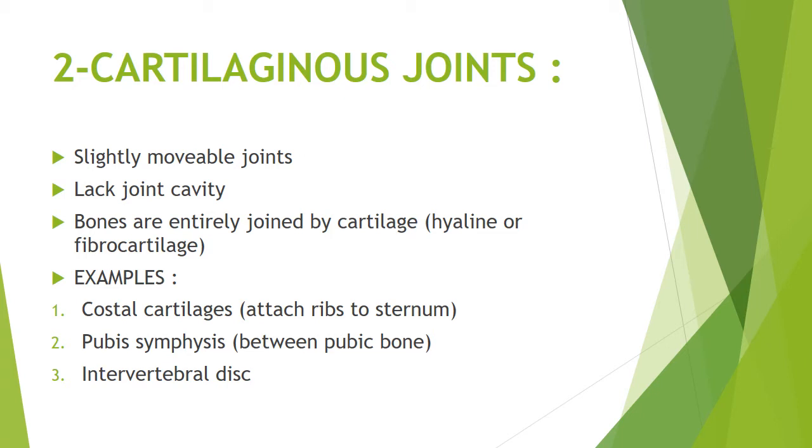Hyaline cartilage is basically composed of collagen and chondromucoprotein, and it is most commonly found in your ribs, your nose, your larynx and your trachea. And fibrocartilage is basically very tough, composed of a very strong type of tissue, which is predominantly present in your pubic symphysis.